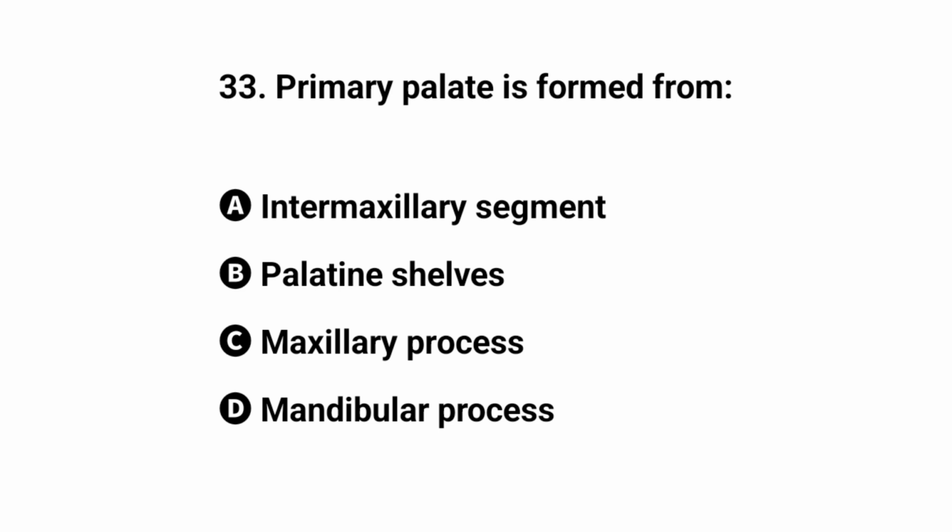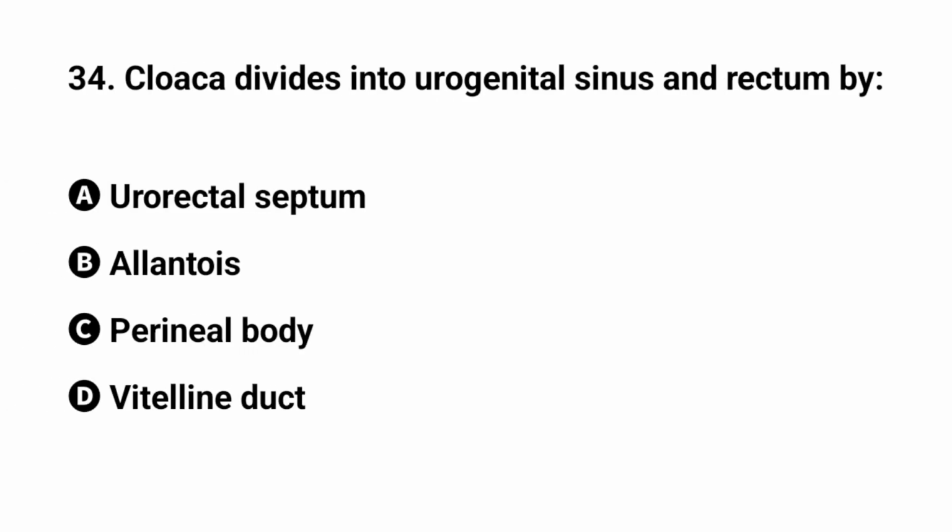Question number 33. Primary palate is formed from. The right answer is A. Intermaxillary segment. Question number 34. Cloaca divides into urogenital sinus and rectum by. The right answer is A. Urorectal septum.